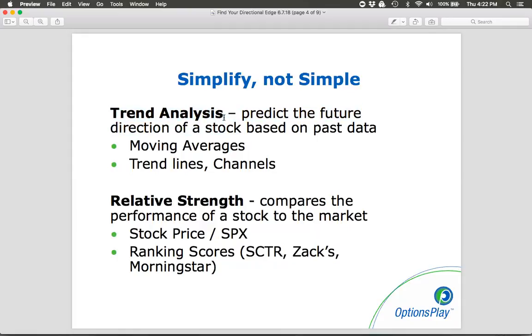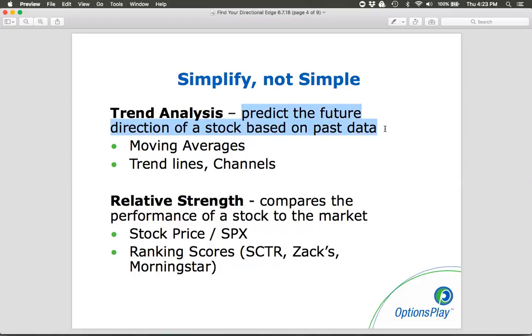So trend analysis is pretty simple. It's any form of charting or using the historical charts to try to predict the future direction of the stock based on past data. There can be plenty of different ways of doing trend analysis. You can simply look at a historical chart and look at the price action. You could look at indicators such as moving averages. You can draw trend lines. You can draw channels. There's lots of different ways to analyze a trend.